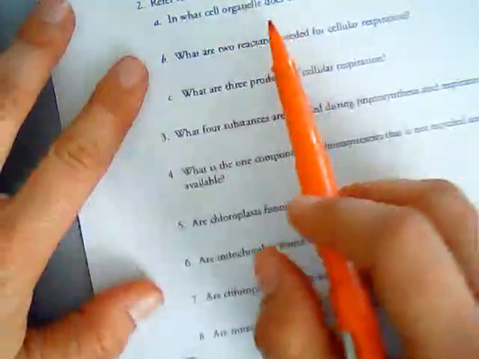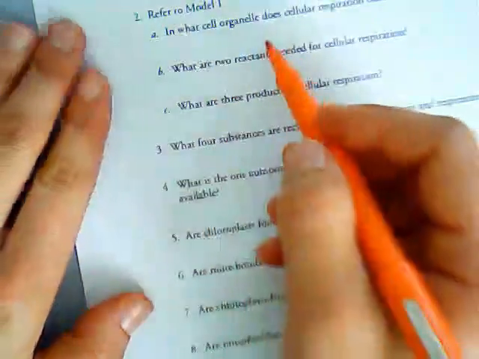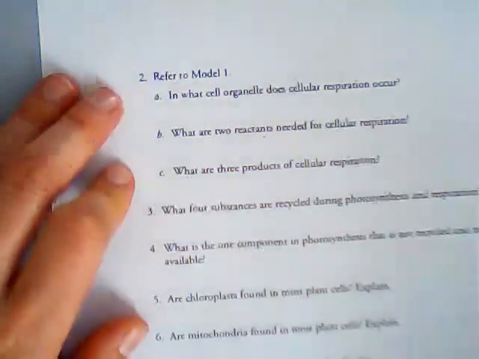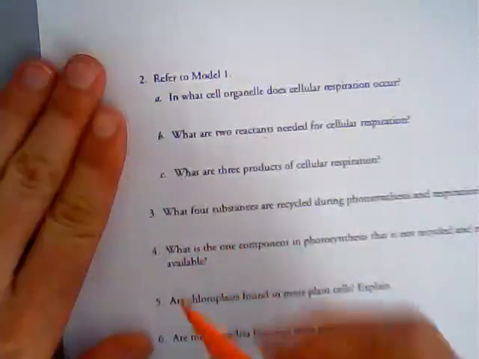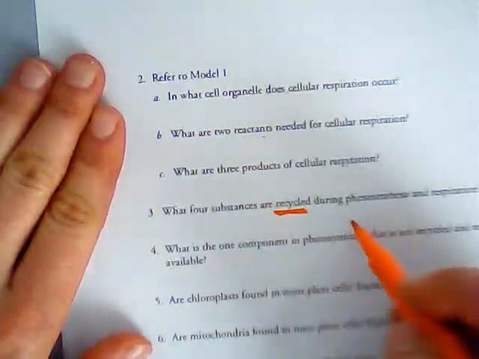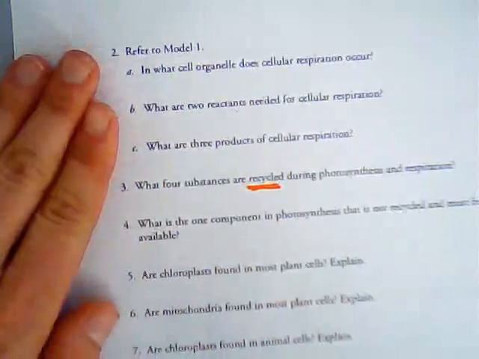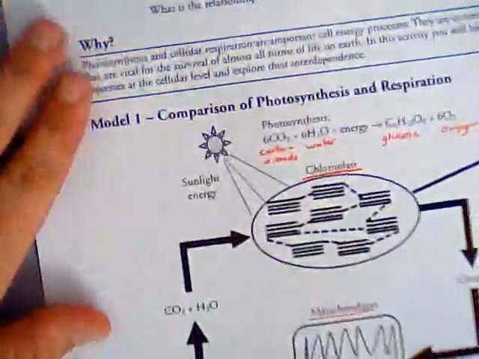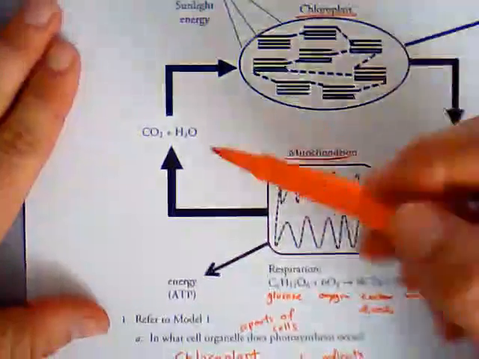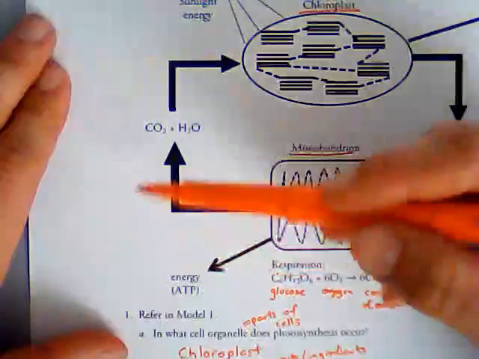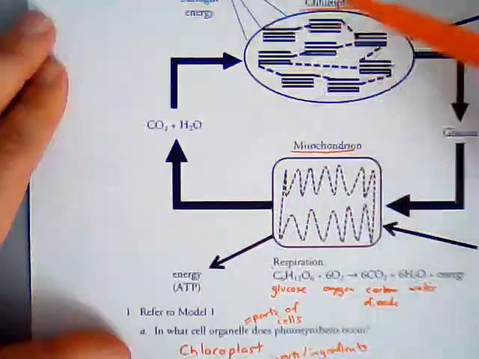Then we'll flip. So now it's referring to Model 1, and now we're looking at cellular respiration. So it asks where it occurs again, what are the reactants or the inputs, what are the products, what are we making, etc. So then we keep going. Then 3 is interesting. It's asking us what is recycled during photosynthesis and respiration. So the first thing that I would look at is, because we're flowing in a circle in these arrows, I'd think about what seems to be moving from one thing back into another, right? So what is it that's being recycled or moved around?